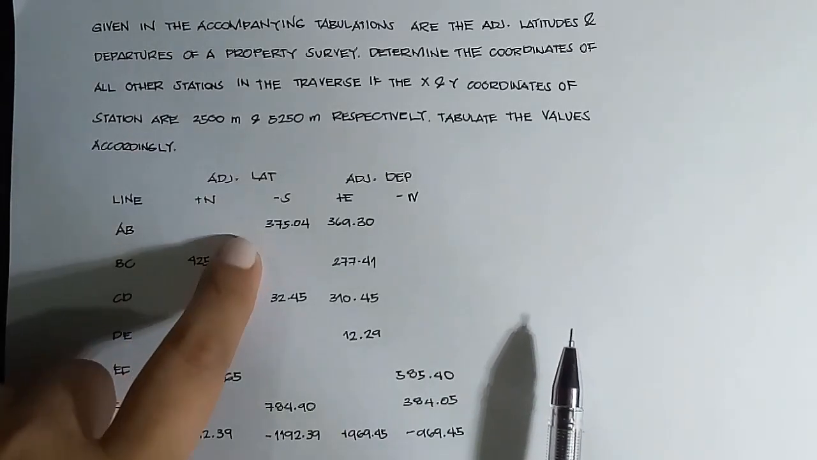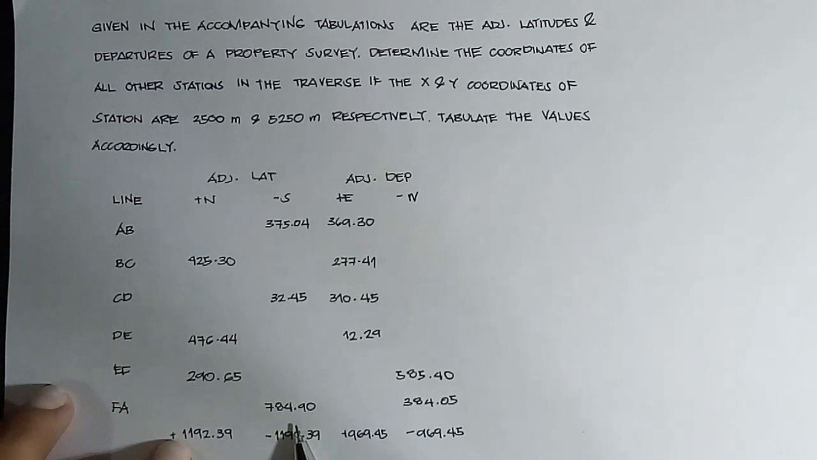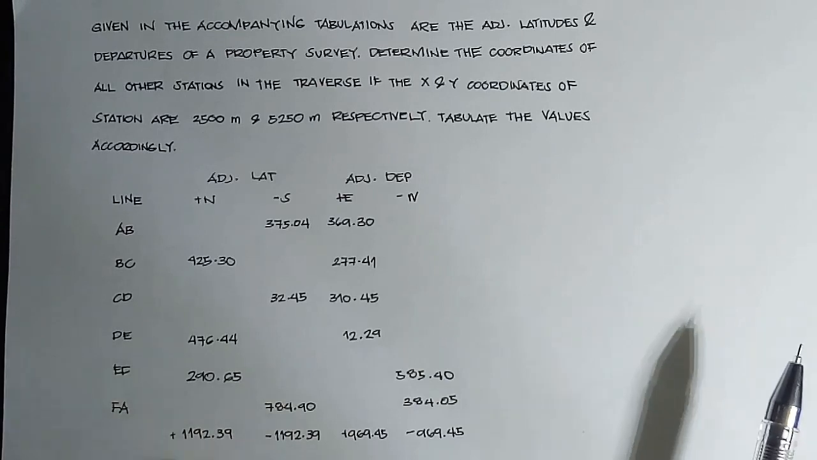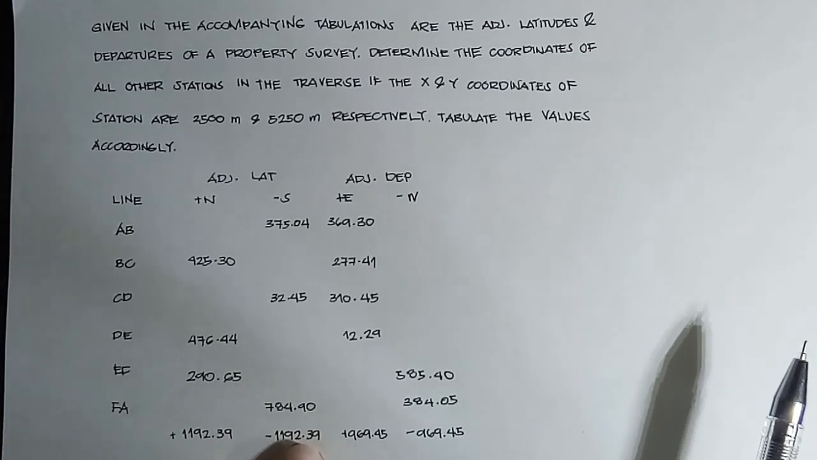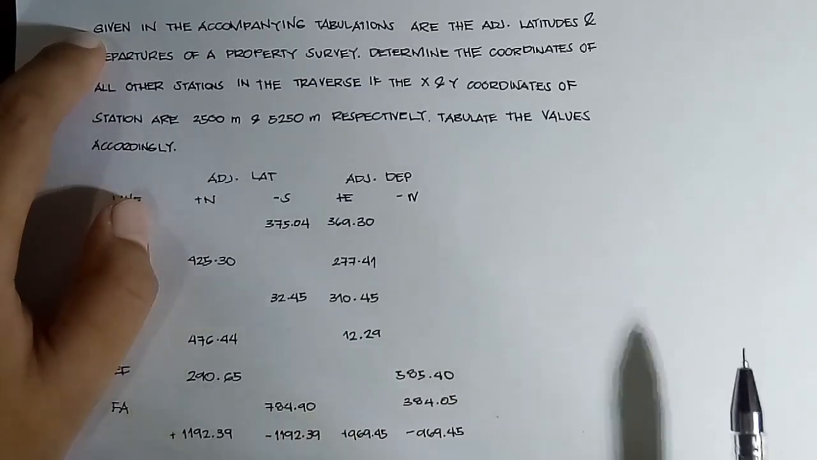So, doon naman sa south na adjusted latitudes, makikita rin natin na same lang doon sa adjusted latitudes for north. But, ang naiiba is yung sign. So, kapag pinag-minus natin yan and lumabas is 0, doon natin masasabi na tama yung adjusted latitudes natin. Same lang din doon sa departures na adjusted. So, yung mga departures natin sa east and west, magkaiba lang din sila ng sign. So, ang east ay positive and yung sa west naman is negative. So, pag pinag-minus din sila, ang lalabas ay 0 dapat para masabi natin na tama yung adjusted departures.